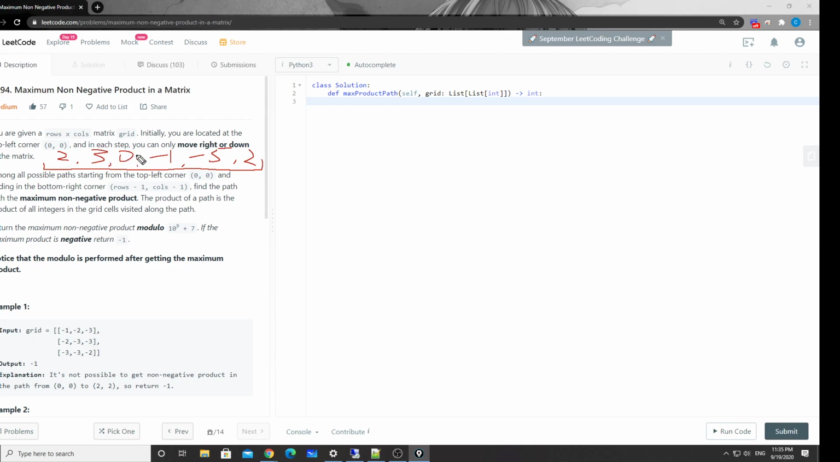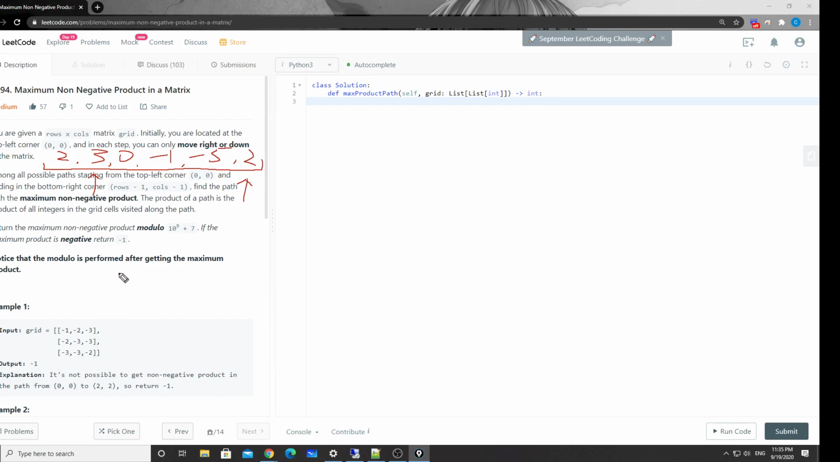If you still remember, what we did in that problem is we maintained the biggest number and the smallest number at each of the positions. Every time we just try to maintain those smallest and biggest numbers at each position, and then we keep going, and by the end, the biggest number will be our final answer. So this problem is the same thing.